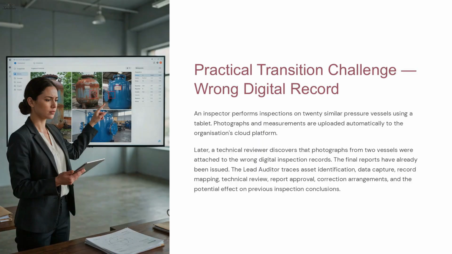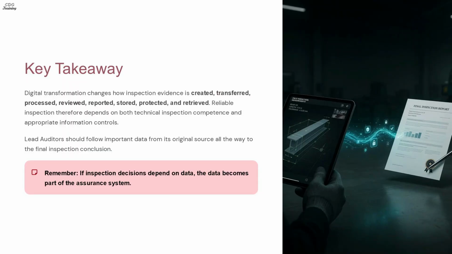Digital transitions can lead to challenges, such as attaching the wrong records. It's vital to ensure accuracy in digital record management to avoid inspection errors. Digital transformation affects how inspection data is handled. Lead auditors must track data from its source to the final inspection conclusion to ensure reliability.